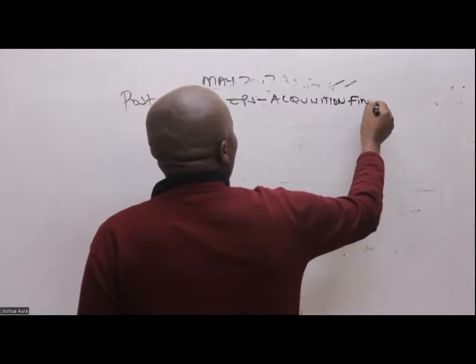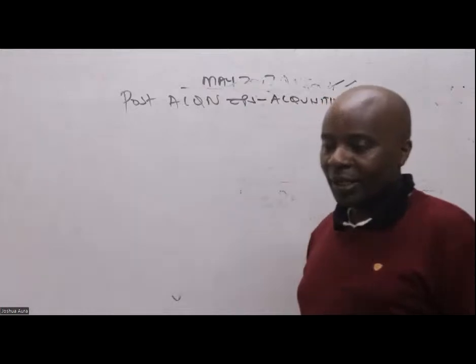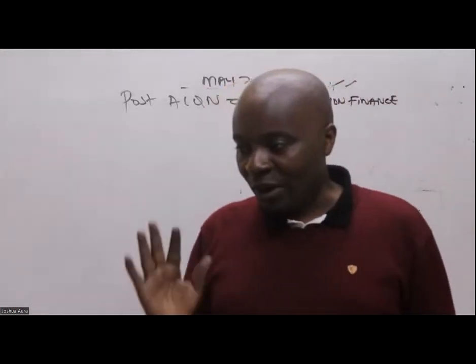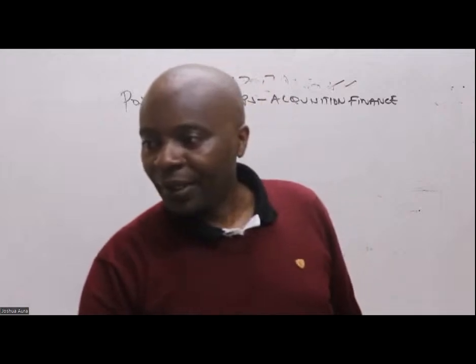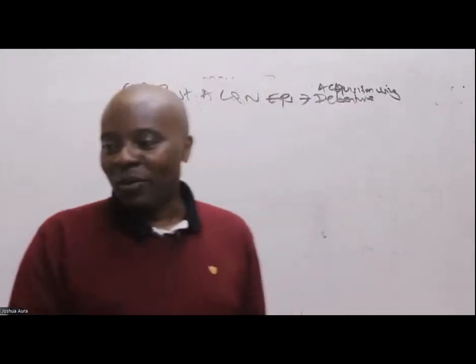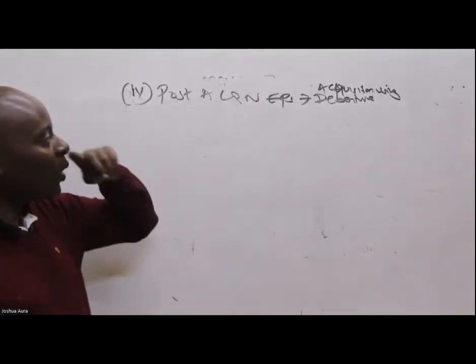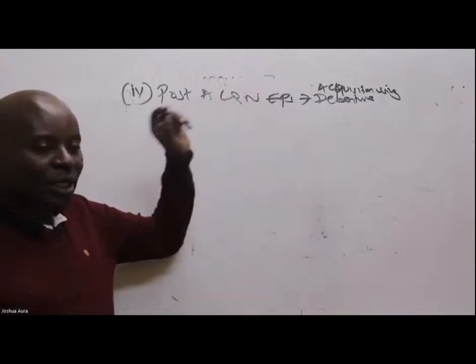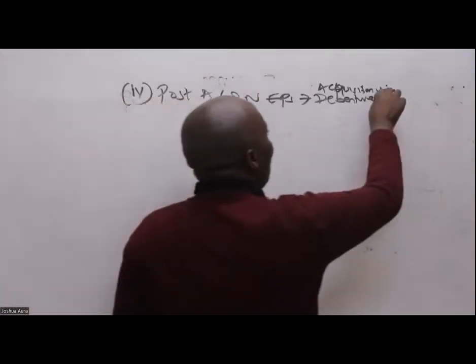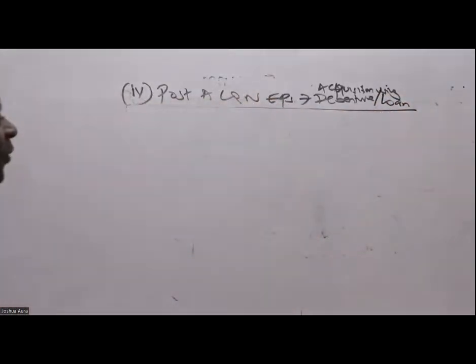Now we're looking at Roman 4. In Roman 4, they want us to give them post-acquisition earnings per share when we have acquired this targeted company using a loan. It doesn't matter.